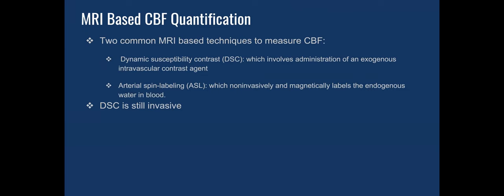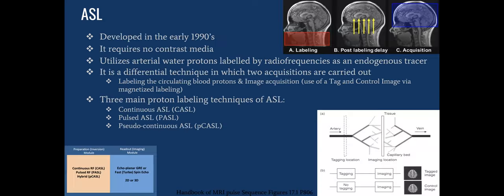ASL. DSC involves administration of an exogenous intravascular contrast agent, which makes it invasive, whereas ASL non-invasively and magnetically labels the endogenous water in blood. So it's non-invasive. ASL was developed in the early 1990s, and it requires no contrast, as I said earlier, and it utilizes arterial water protons labeled by radio frequencies as an endogenous tracer.